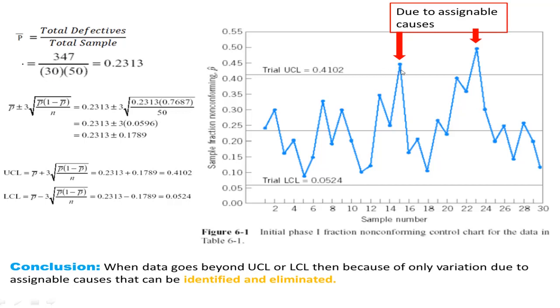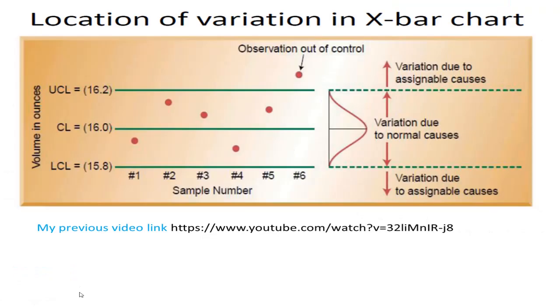Same thing here also. When the data goes beyond the control limit, then we can easily conclude that this is only because of assignable causes. The conclusion is also mentioned here. When the data goes beyond the upper control limit or lower control limit, it is only because of variation due to assignable causes. Assignable causes can be identified and eliminated. As we know from the X bar chart, as I mentioned in the last session, my previous video link is also given here. Just refer to it and you will get details about it.